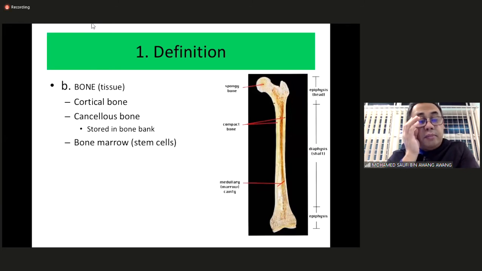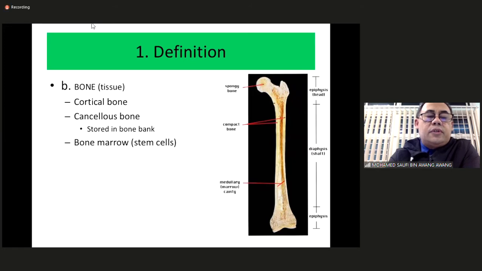Okay, so it can be in the form of cortical bone, and it also can be in the form of cancellous bone. And usually once you harvest the bone, you need to have a bank. Unfortunately, in UAE we do not have a bank, neither in HTA. When I was working in USM, they did have a bone bank, because you need a bone bank for preservation of this graft to ensure its survival, and then you can use it accordingly.